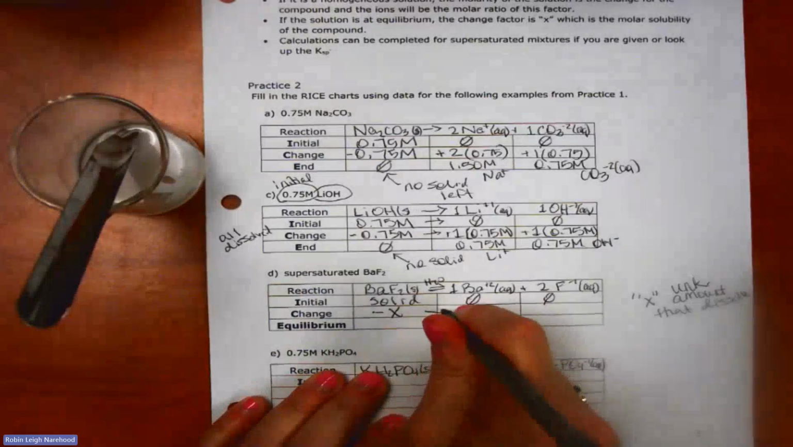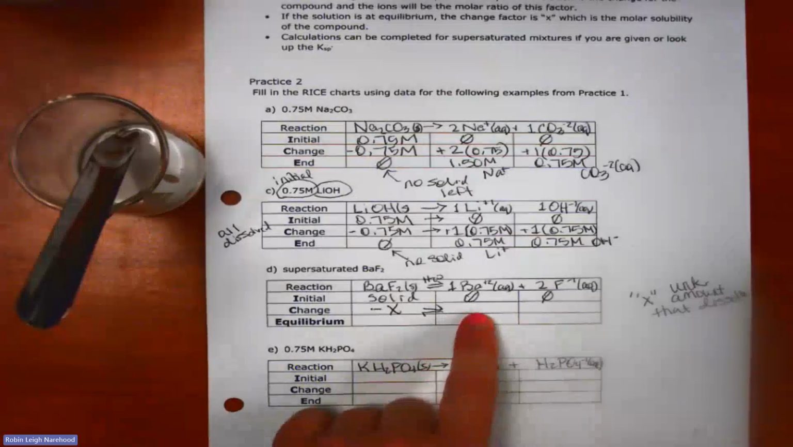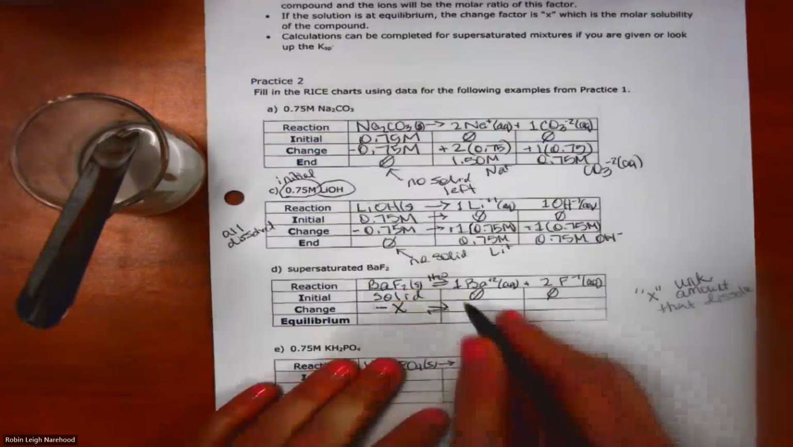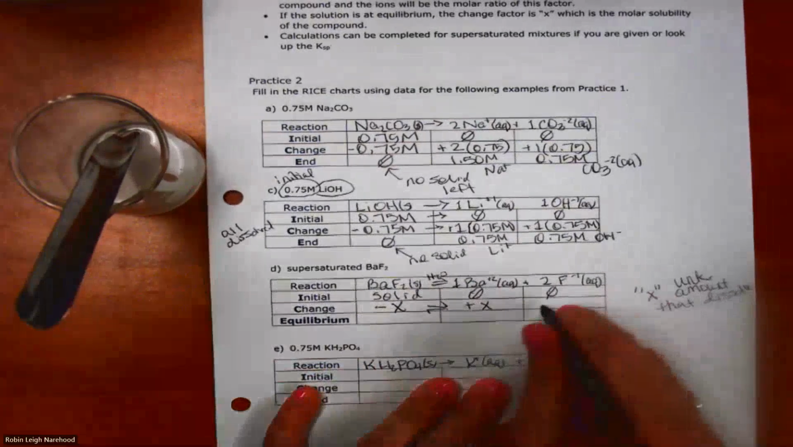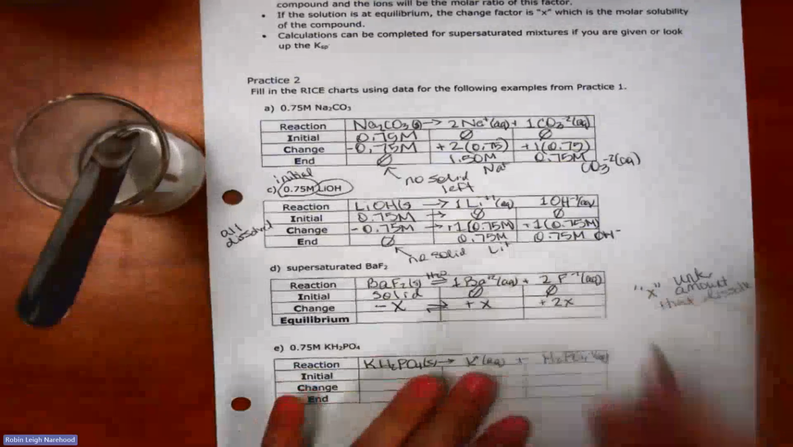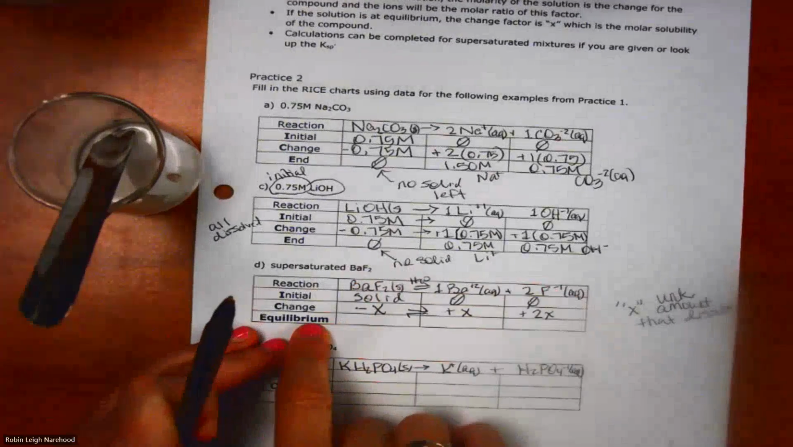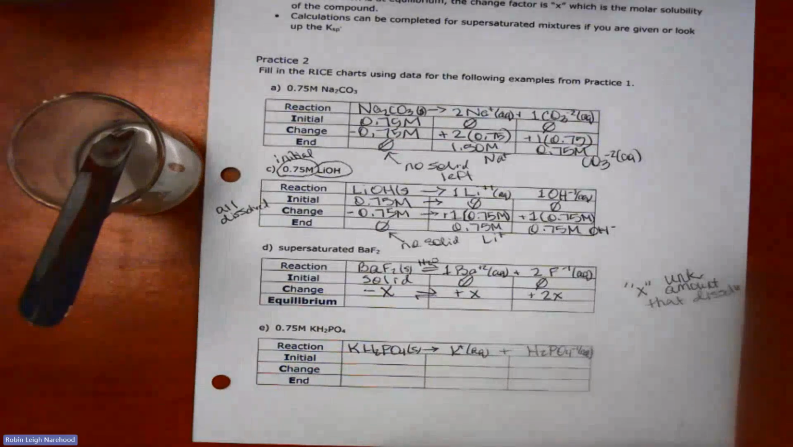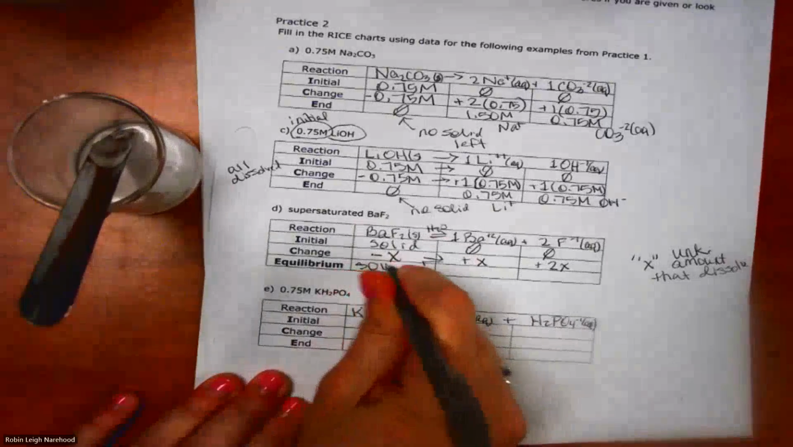So X amount is going to create barium ions and fluoride ions. So how much barium ions will there be? Plus X. And how much fluoride? Plus 2X, because change is always a mole to mole ratio. So at equilibrium, which is this situation right here, barium fluoride, what will we see visually and not have to measure? We will see solid.